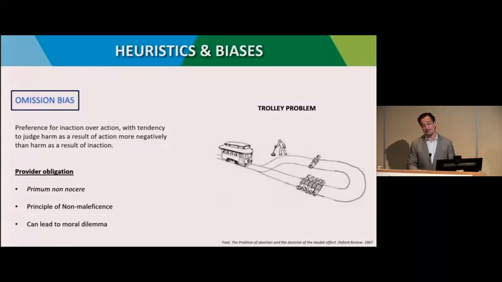You've got a lever. You pull the lever one way, one person dies. You pull the lever the other way, 5 people die. Either way, someone's dying. So which one do you choose? And there's iterations of this very same problem where what if that one person was a family member?